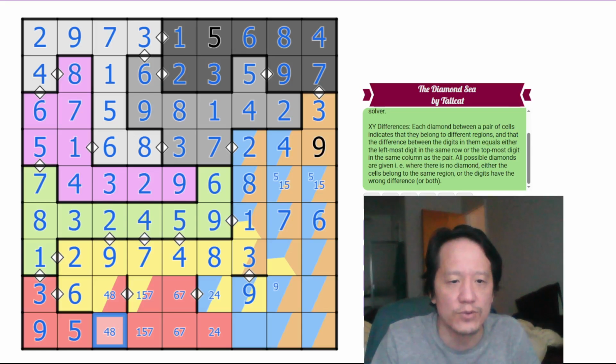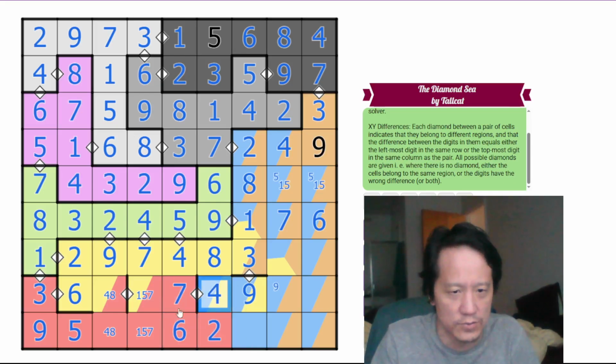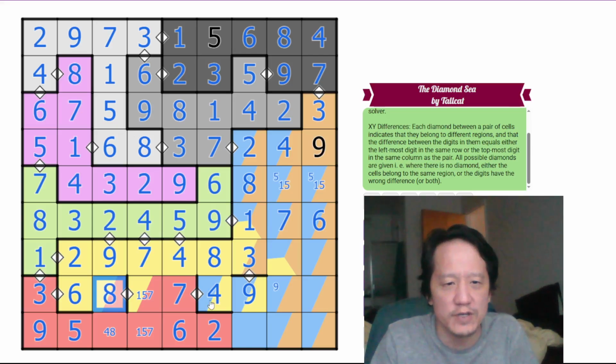This can't be 3. These are a difference of 3 now. 2 can't be in a difference of 3 with 6 or 7, so this is 4, which makes this 7, which makes this 6, which makes this 2. This is a boundary. This can't be 7, this can't be 4, this must be 8, which makes this 5 to have a difference of 3.